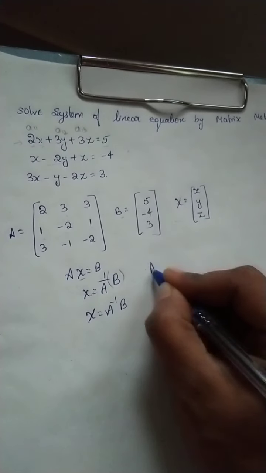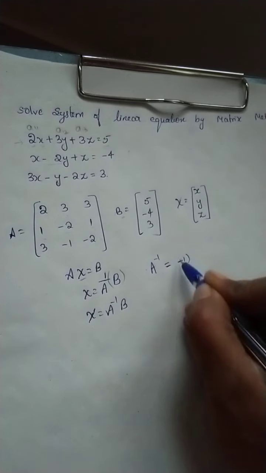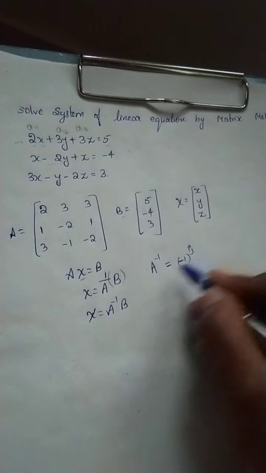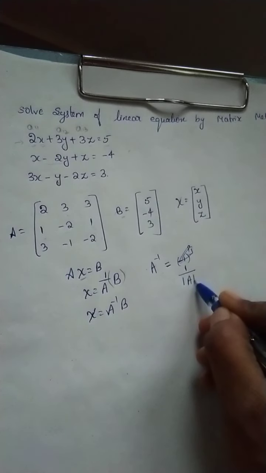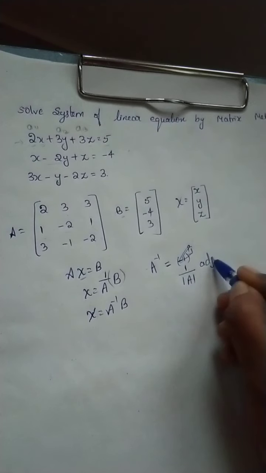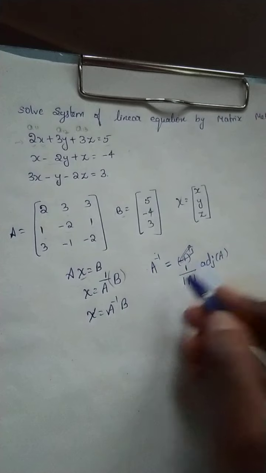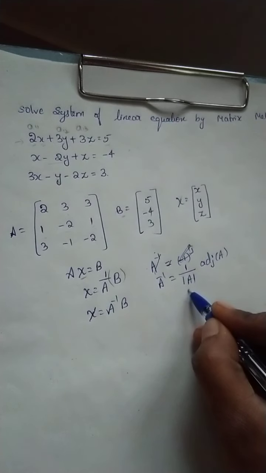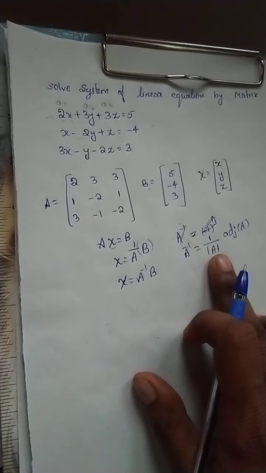So what is the A inverse formula? A inverse is equal to 1 by determinant of A into adjoint of A. So this is the formula for A inverse. First we will find the determinant of A.